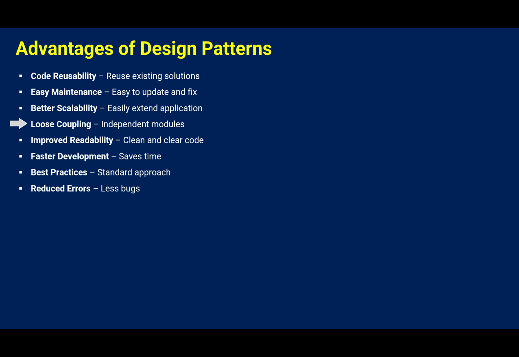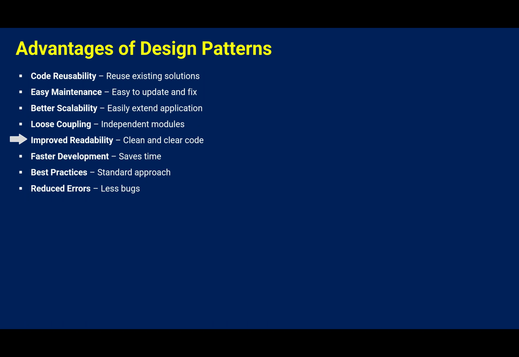And coming to loose coupling, this means the different components or modules in the application are designed to be independent from each other. Because of this, if we make any changes in one module, it will not directly impact the other modules. So, this makes the system more flexible, stable, and easier to maintain.